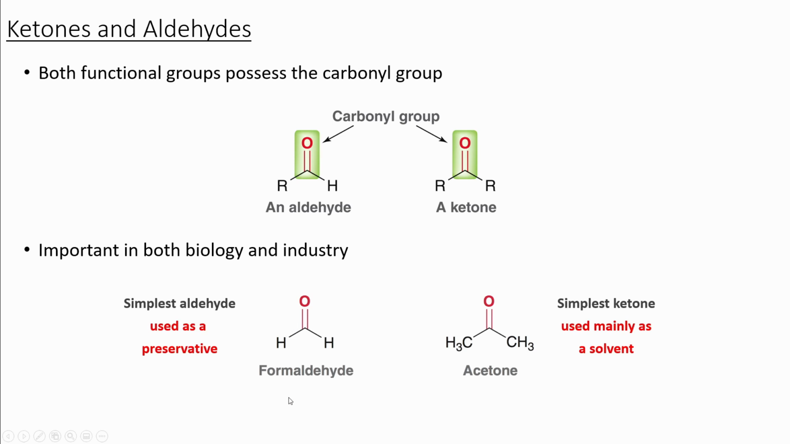Our simplest aldehyde is formaldehyde. That's when we have two hydrogens attached to the carbonyl group. This is used as a preservative. You might be familiar with this from your biology classes if you've done dissections. And the simplest ketone is acetone, which is used as a solvent and also nail polish remover.